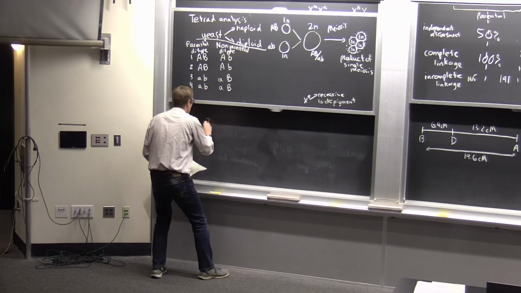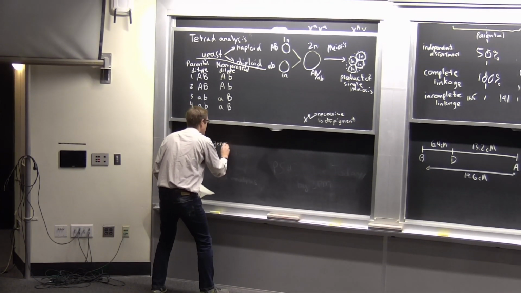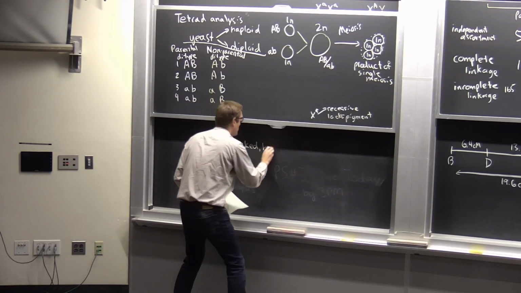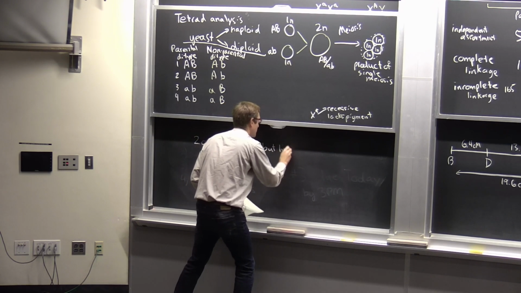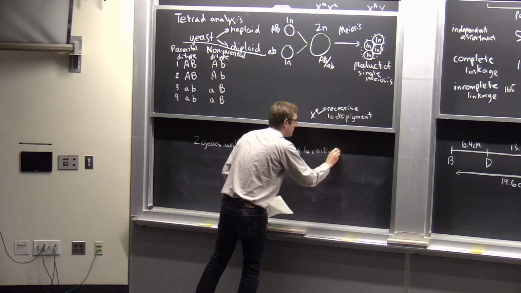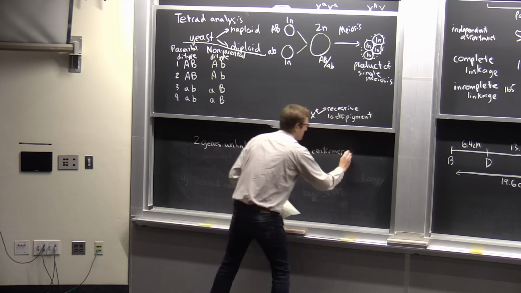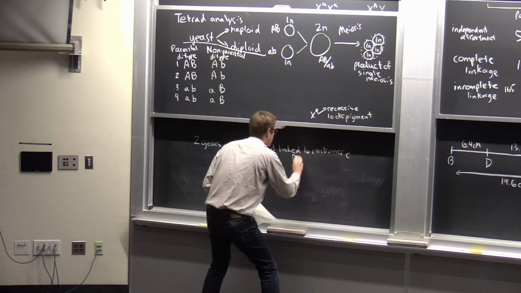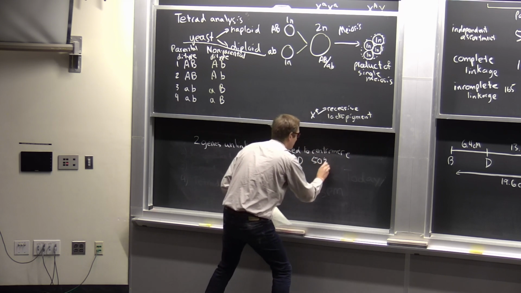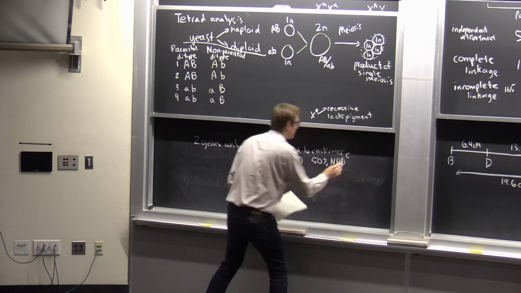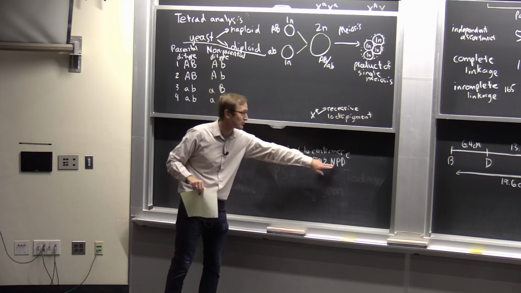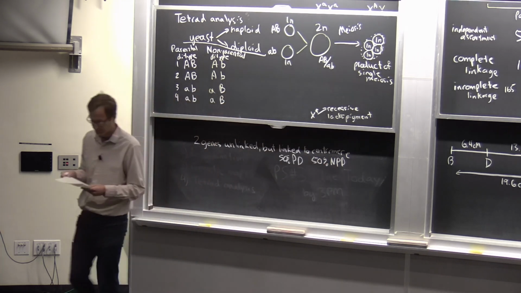So if the two genes are unlinked to each other, but both linked to the centromere, then you get parental ditype 50%, non-parental ditype 50%. So I'm abbreviating parental ditype PD and non-parental ditype NPD.